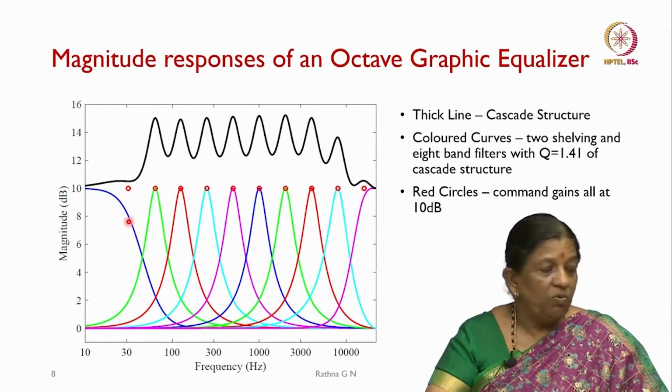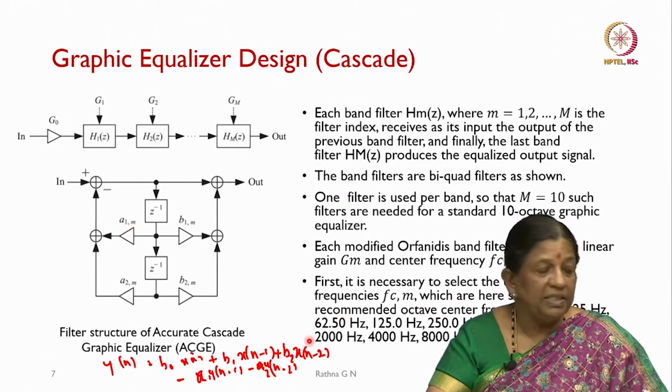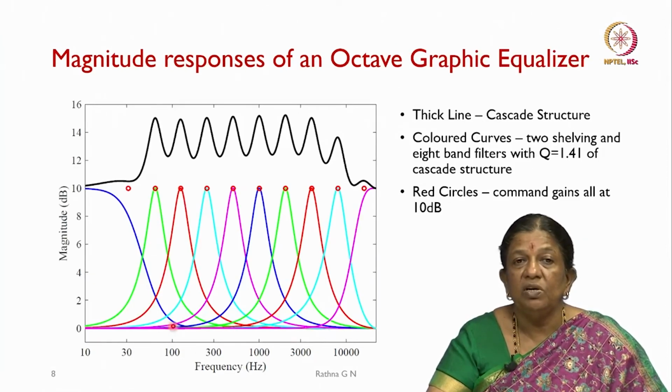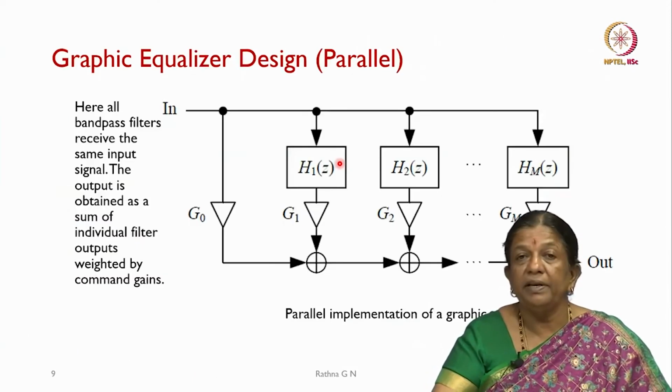The x axis is the frequency in hertz, with the center frequencies chosen, like the 31.5, 62.5 we said in the previous one, and the y axis gives us the magnitude. The cascade is shown by the thick line here.